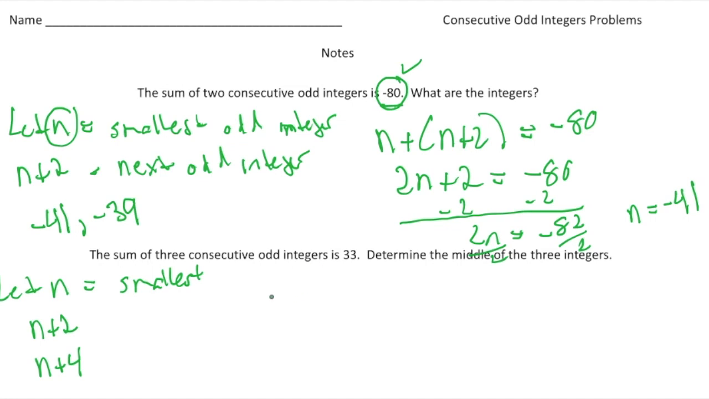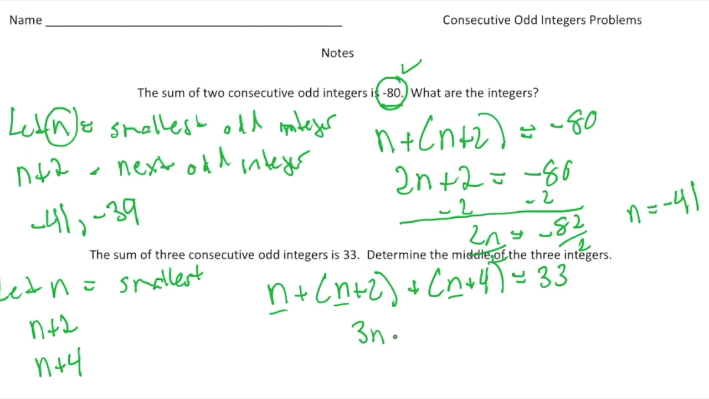So let's write down that equation. It's going to be n plus n plus 2, that's the second integer, plus n plus 4. All those together are going to add up to 33. All right, so now let's just simplify and solve. So I know we have 1, 2, 3 n's. So it's going to be 3n plus, let's add the constants. So 2 and 4 is 6. So 3n plus 6 equals 33.